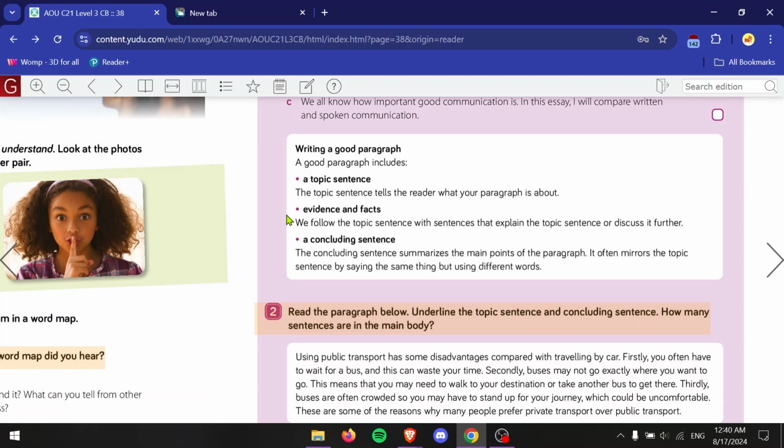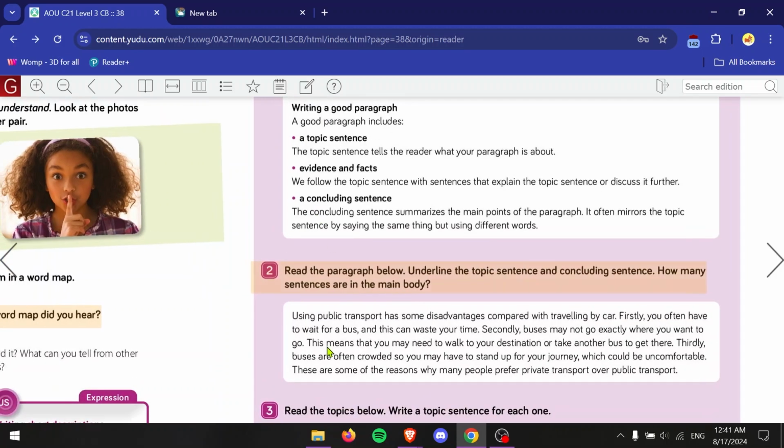When you follow the topic sentence, you follow it up with sentences that can explain the topic or discuss it further. Evidence and facts. And finally, you conclude with a concluding sentence. The concluding sentence basically summarizes what's been said in the paragraph, more often than not the main body, and it often mirrors the topic sentence by saying the same thing but using different words. So again, very similar to a topic sentence, but think of it as a mirror, using different words to convey your point or your conclusion.